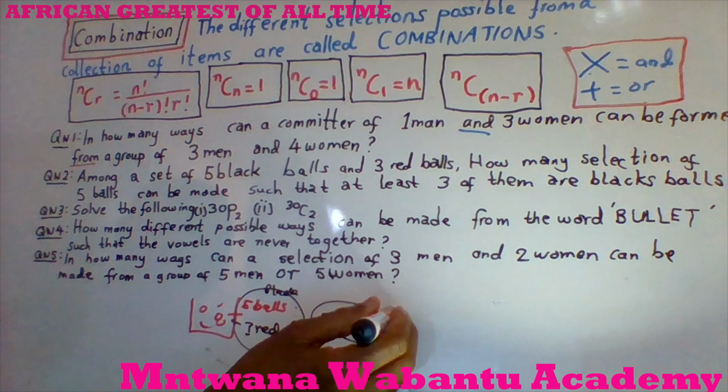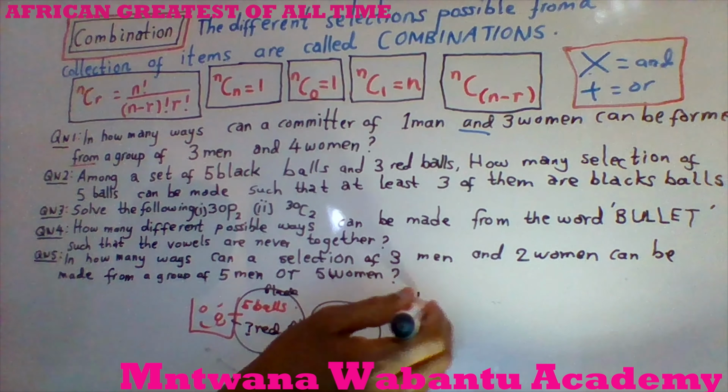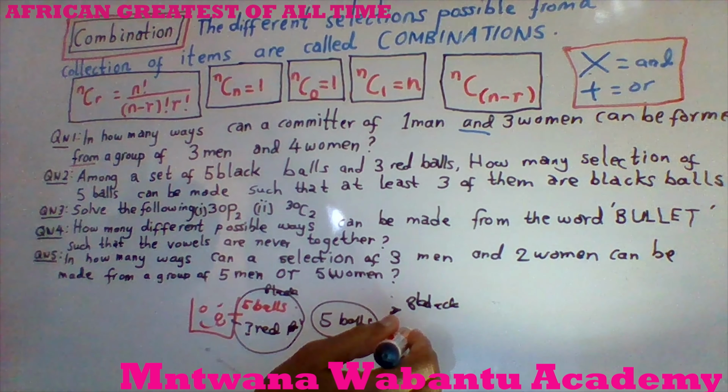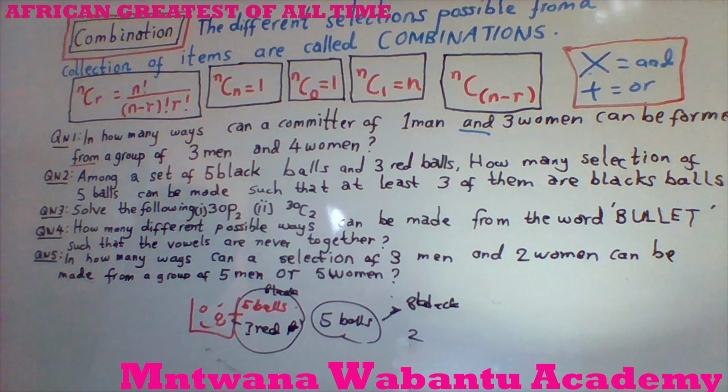In this part, 3 gotta be black. 3 black, and "at least" means they don't say it must be 3. When you say at least, it means the minimum has to be 3. You see what I'm saying?